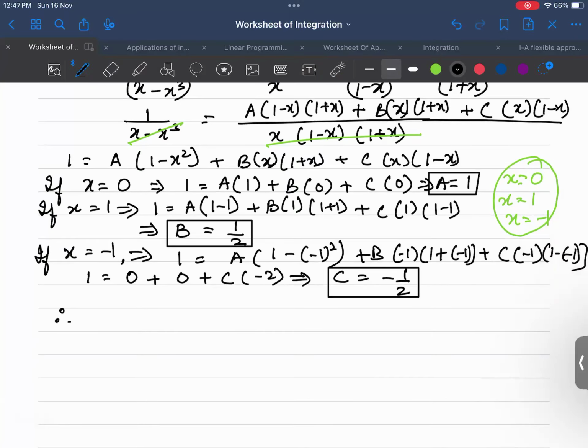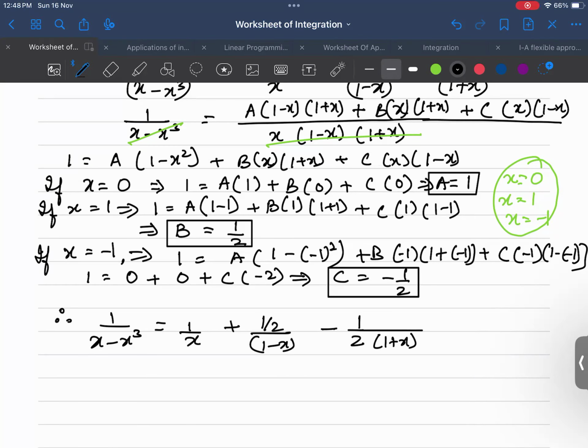Now, therefore, 1 upon x minus x cube would be 1 upon x, since I have kept the value of a as 1, plus, in b, it would be 1 by 2 upon 1 minus x. I can say half. Minus, I have kept the value with minus because it's minus half, upon 1 plus x. I think it's clear.